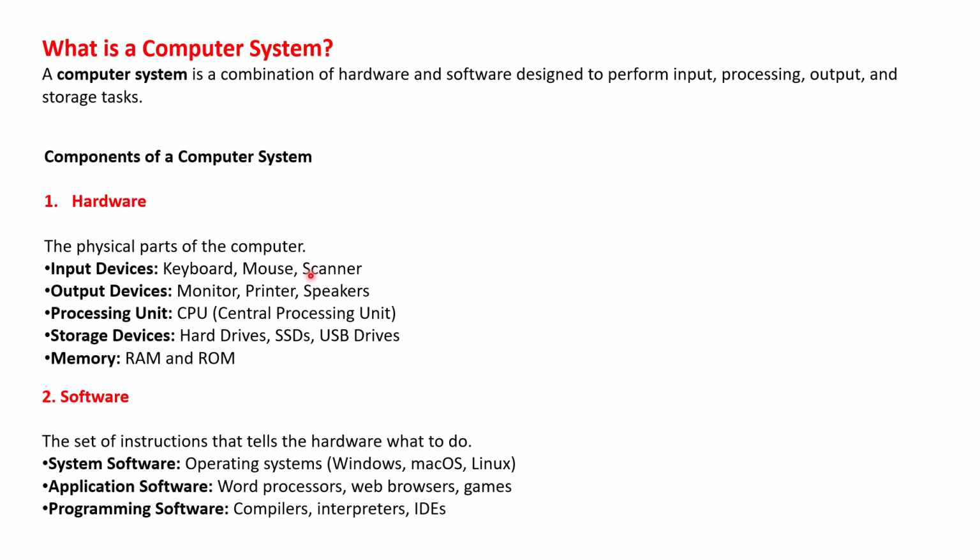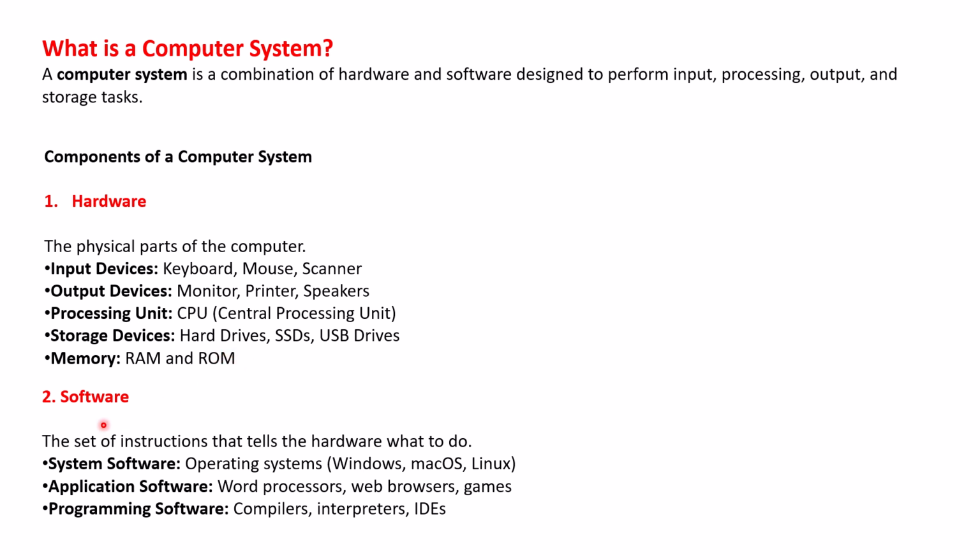Some of the input devices are keyboard, mouse, and scanner. Some of the output devices are monitor, printer, and speaker. The processing unit is the CPU, central processing unit. Storage devices are hard drives, SSDs, and USB drives, which we can see and touch, right? And memory, RAM and ROM, also comes under the hardware parts.